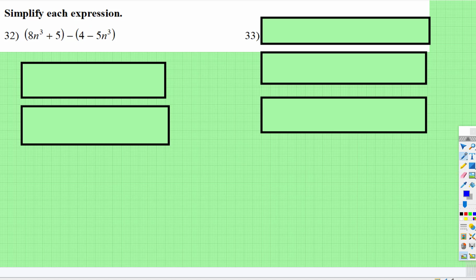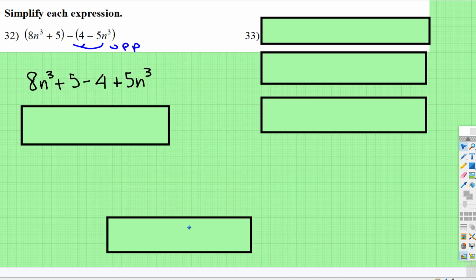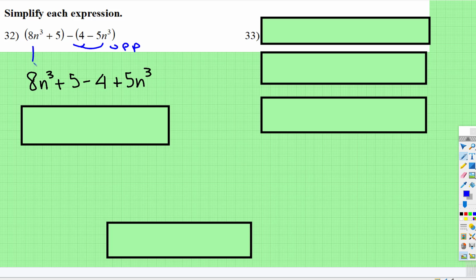If not, think about it this way. That negative sign tells you for everything in here, do the opposite. And then rewrite it. One of the easiest ways is to rewrite it. Bring down a 8n cubed. Bring down plus 5. This says subtract 4, so bring down subtract 4. This says subtract. What's the opposite? So notice each thing in here, the opposite happened.